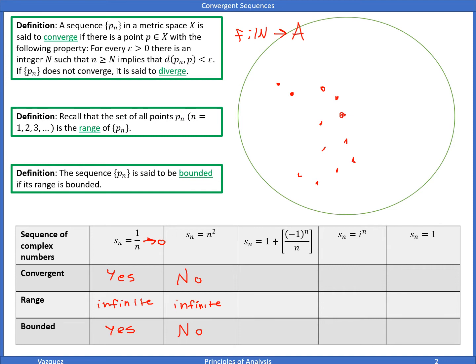So this next one, we know this converges to, let's see, what converges to 1. So it does converge. It converges to 1. Range is infinite. Wow, that's way out of the box. It is infinite. And is it bounded? Yes, this is bounded.